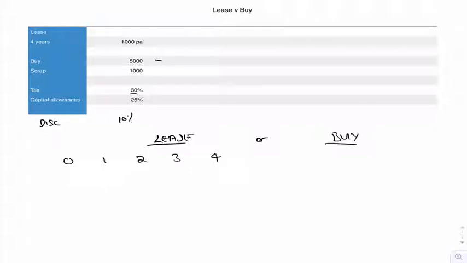And it all depends whether this was in arrears or in advance. I'll put this one as being in arrears. So it's paid at the end of the year. So the 1,000 lease payments are paid at the end of year 1, year 2, year 3 and year 4.